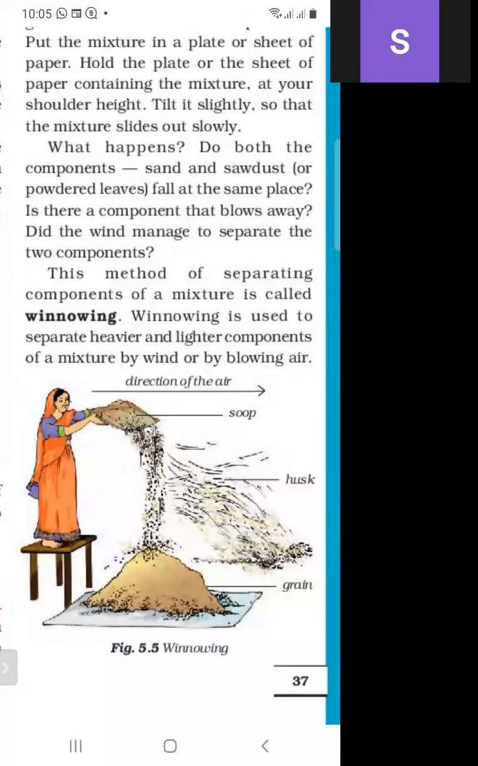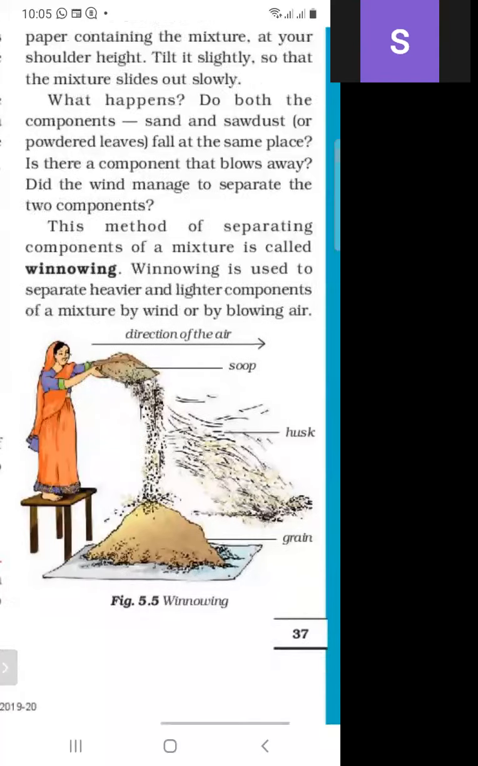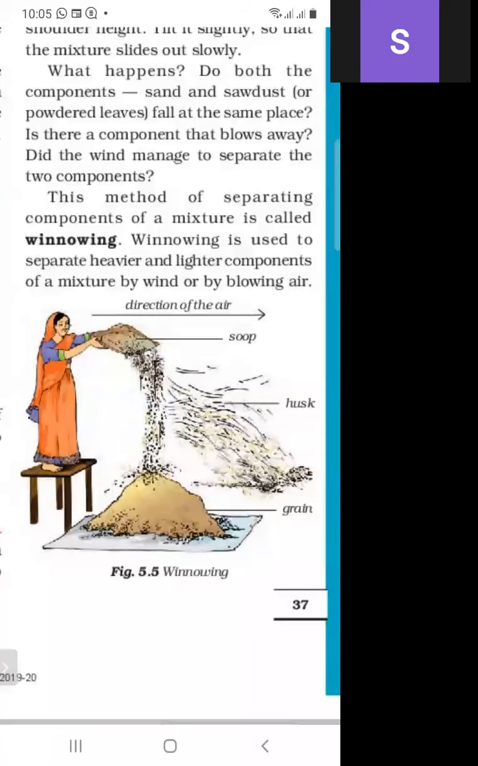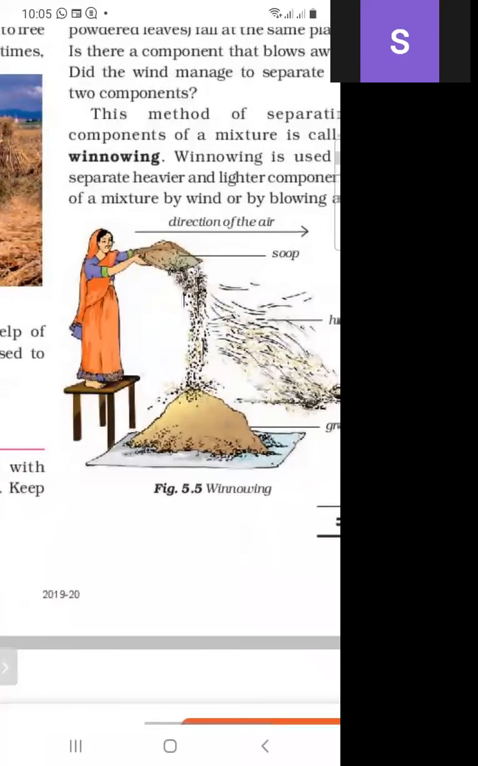Winnowing is used to separate heavier and lighter components with the help of wind or blowing air. So in this process, lighter particles and heavier particles are separated with the help of wind. This is the process of winnowing.